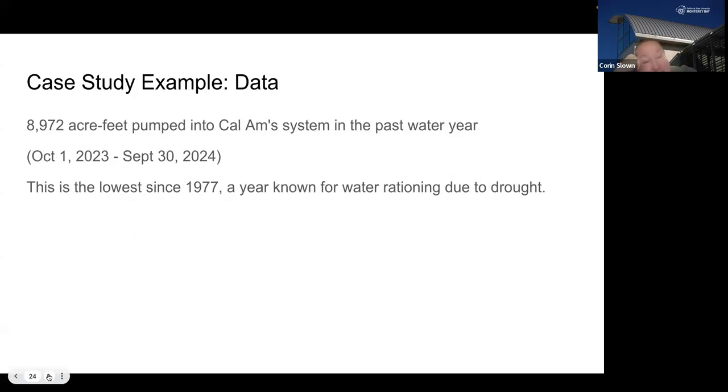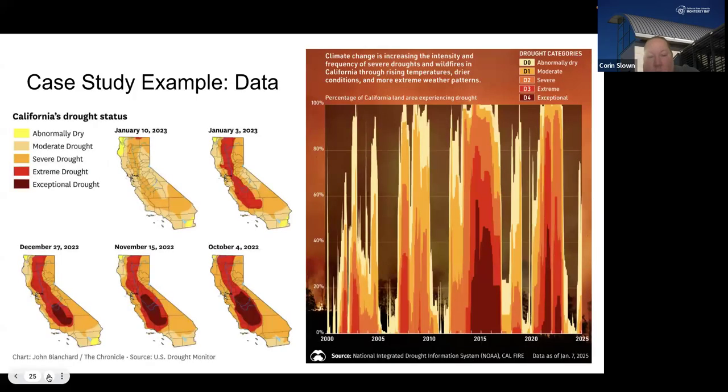So, what's some data that helps us make sense of this problem? So, right now, between October 1 and September 30th, 2024, the most recent publicly available data, there are 8,972 acre feet that were pumped into CalAm's system in the past water year. So while this is the lowest since 1977, which was probably the first time that there was rationing for water due to drought, it's important to note that we are still going through a period of drought.